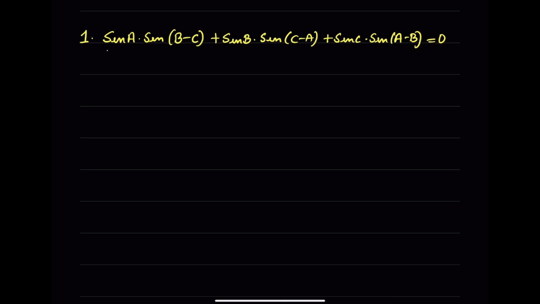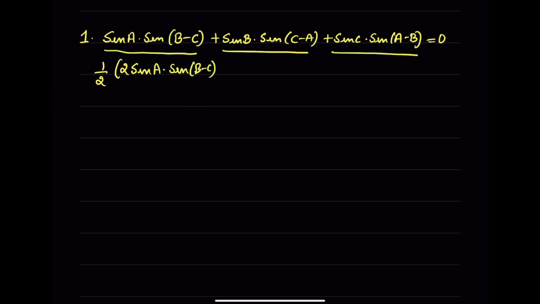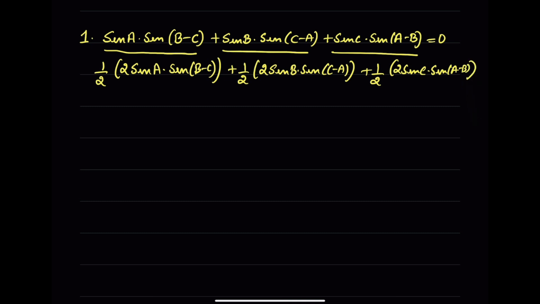So let's try to apply the transformation formula to each of these components in this equation. Before we do that, let's multiply and divide by 2 so that they are in the format where the formula can be applied. So the first part would be 1 by 2 times 2 sin A times sine of B minus C, and the second part would be 1 by 2 times 2 sin B sine of C minus A, and the last one would be 1 by 2 times 2 sin C sine of A minus B.